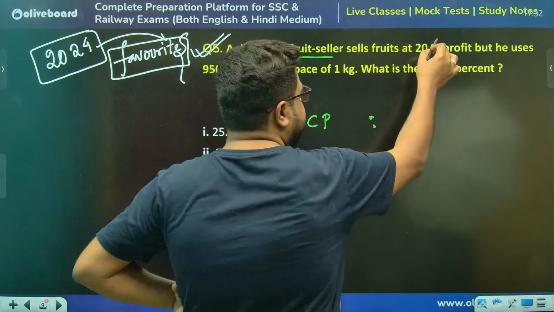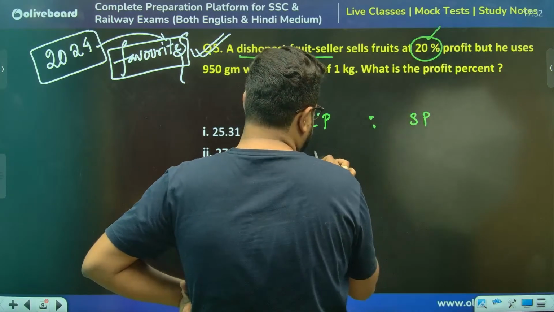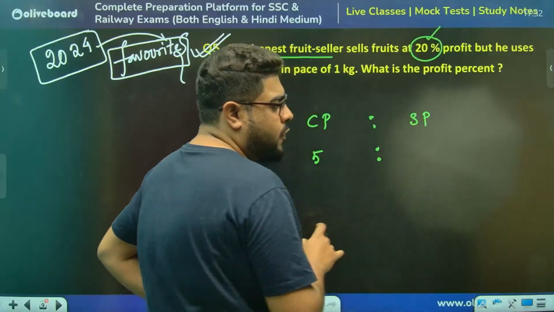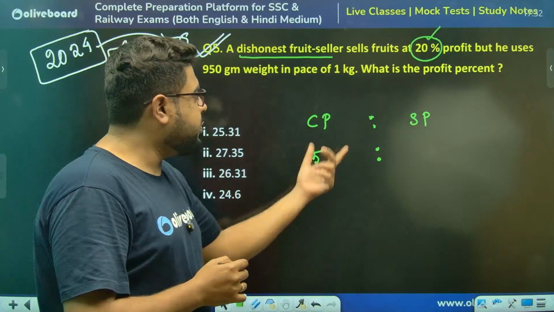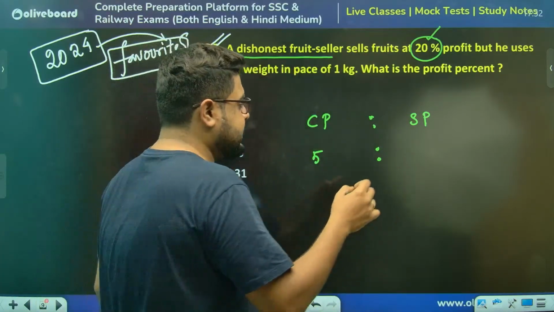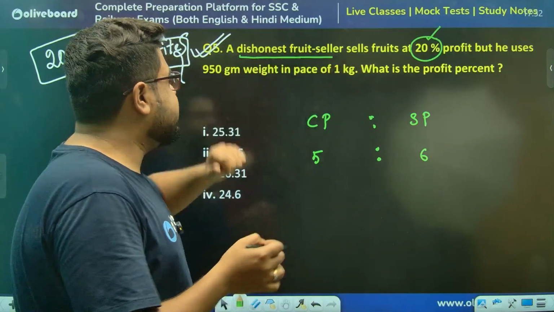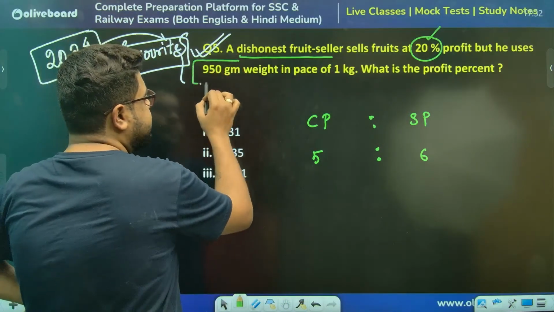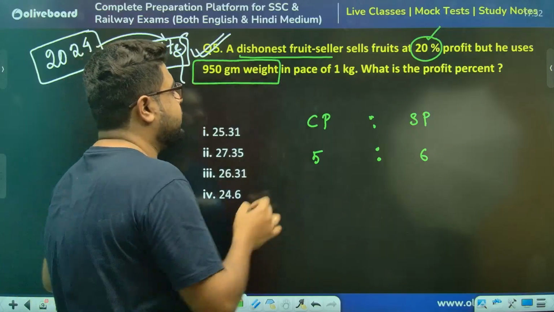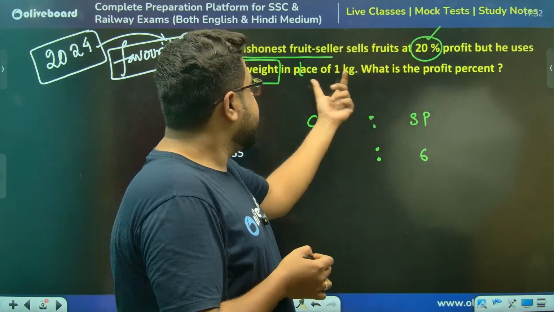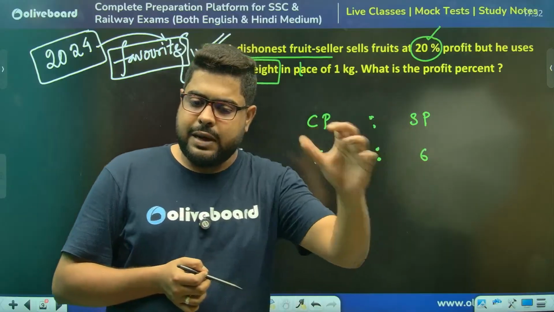20% profit, meaning, sir, if he buys for 5 rupees, he is selling for 1 rupee profit. 1 rupee profit, 20%, meaning he is selling for 6 rupees. Now he uses 950 grams weight in place of 1 kg.